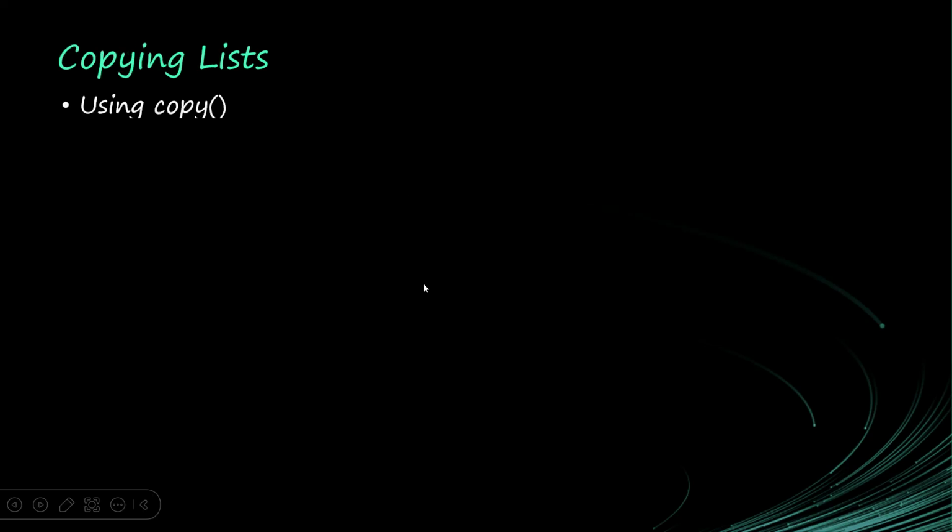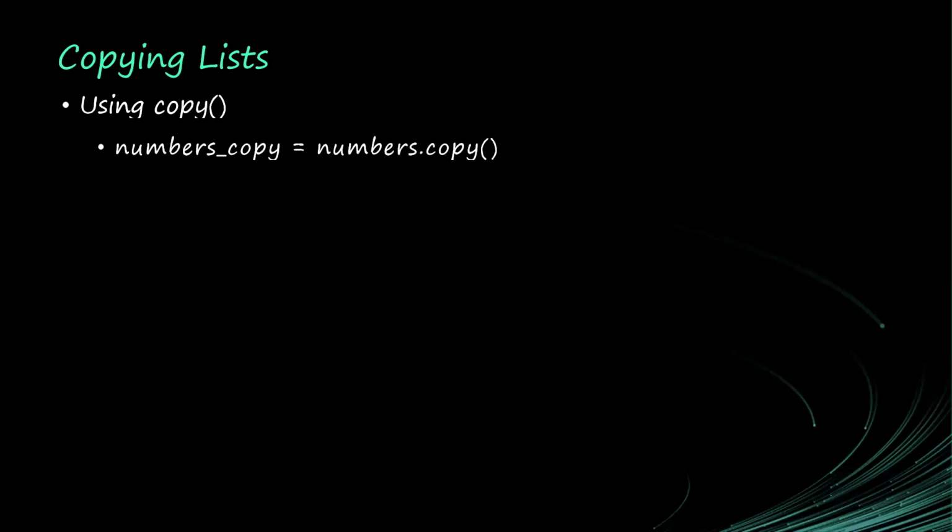Then, how do you copy? We also talk about copying a list. You might have a list and you might want to have a copy of it. There are several ways you can actually do this. You have a list, but you don't want to work with the original list. You want a copy of it. You can use the copy method. You can call the copy method on the list. That's one way of doing it.